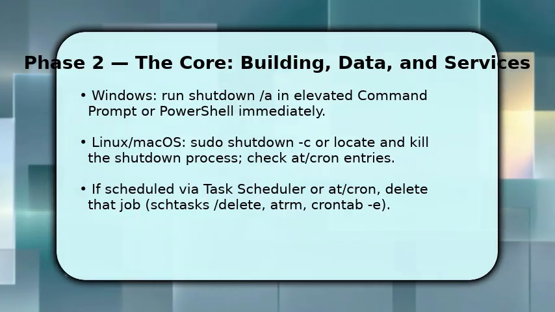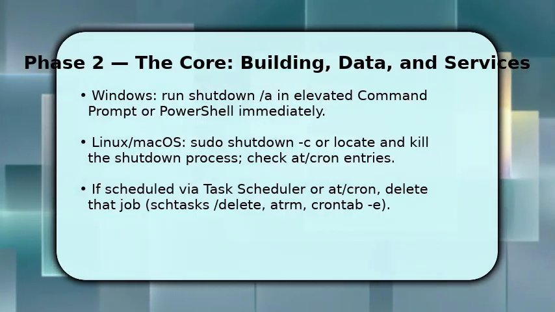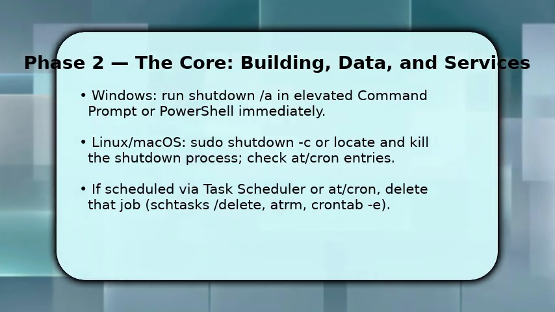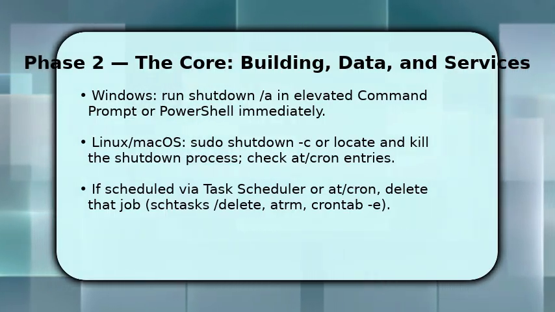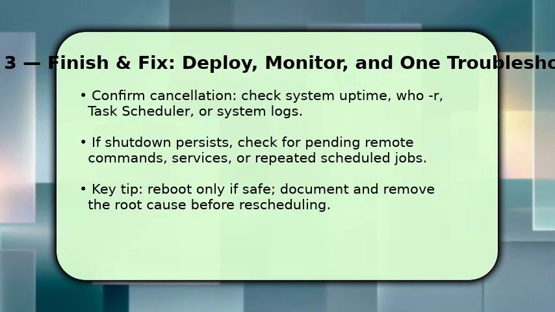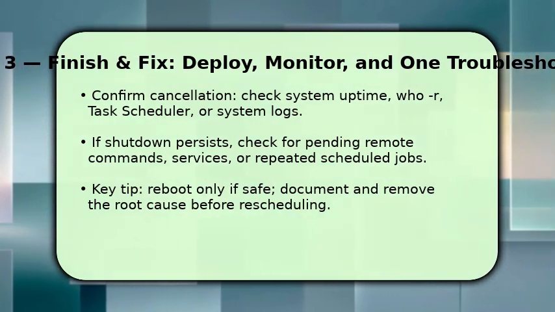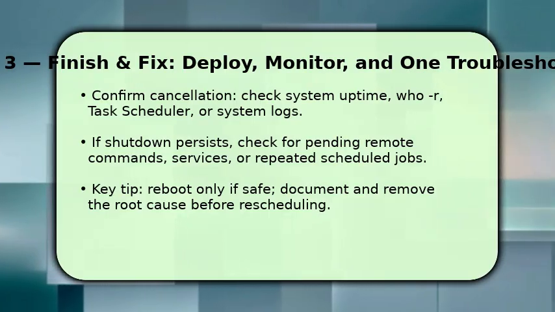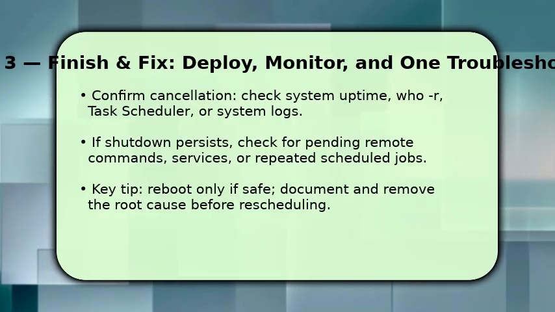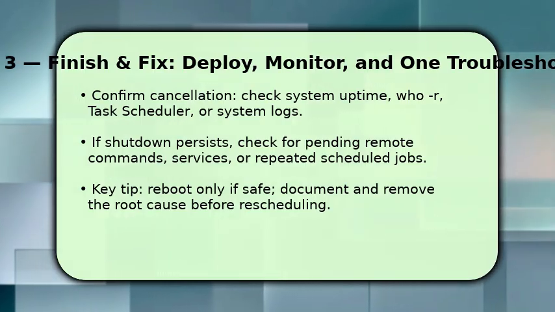If Task Scheduler or schtasks created the task, delete the scheduled task with schtasks /delete. Make sure to confirm deletion so it cannot rerun. After canceling, verify the system no longer plans a shutdown. Check uptime, Task Scheduler or system logs for shutdown entries. Once done, make sure recurring cron or scheduled tasks are removed so the shutdown won't return.